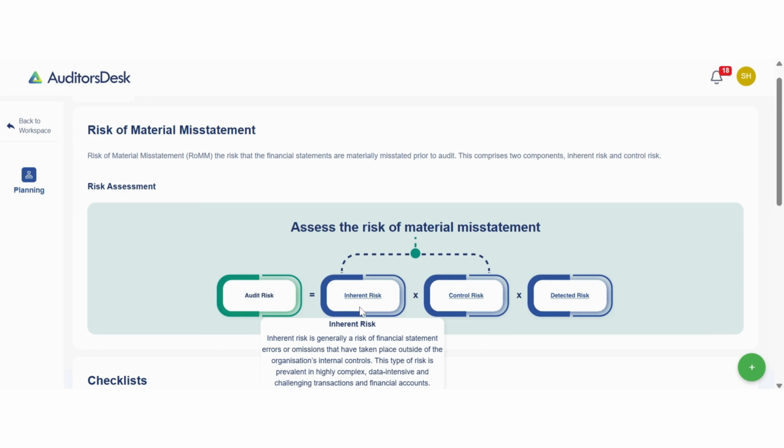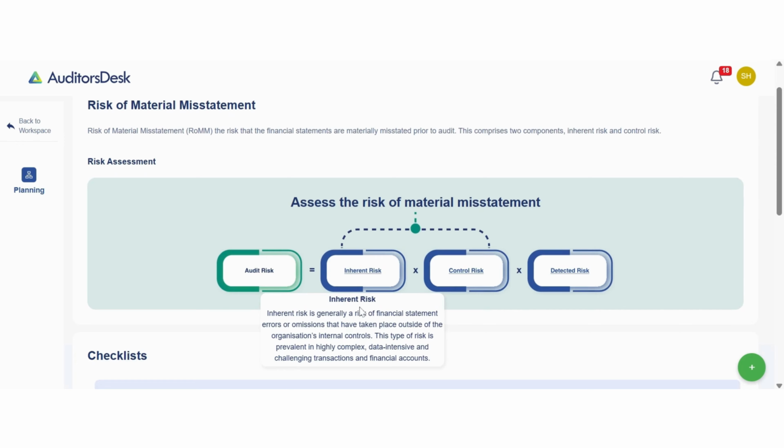1. Inherent risk, the susceptibility of an assertion to a material misstatement, assuming there are no related controls in place. This looks at the nature of the account or transaction itself.